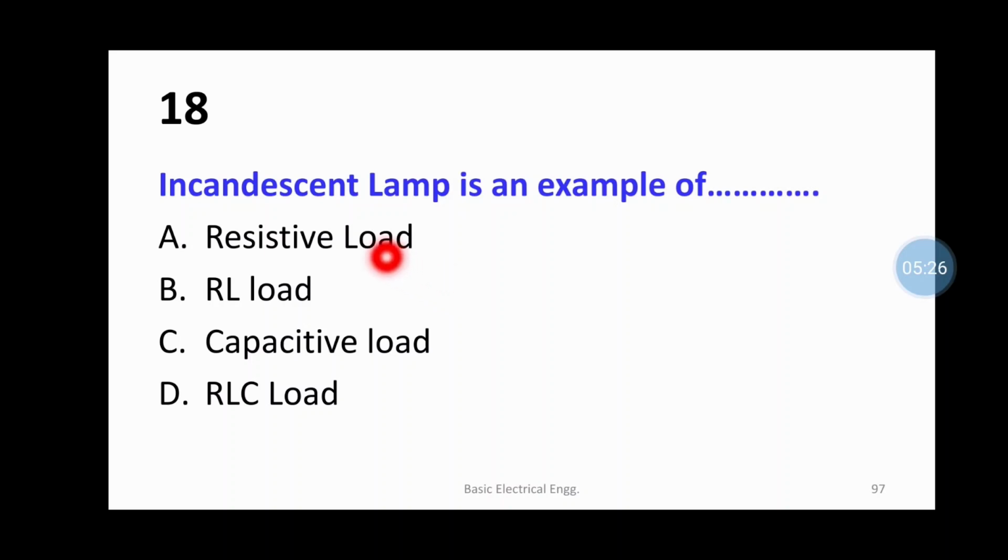And if I talk about question number 18, the incandescent lamp is an example of dash. Please select the appropriate answer. Yes, of course, an incandescent lamp is a resistive load. So the power factor of an incandescent lamp will be unity. There is no phase angle difference between voltage and current. So you can go ahead with option A.